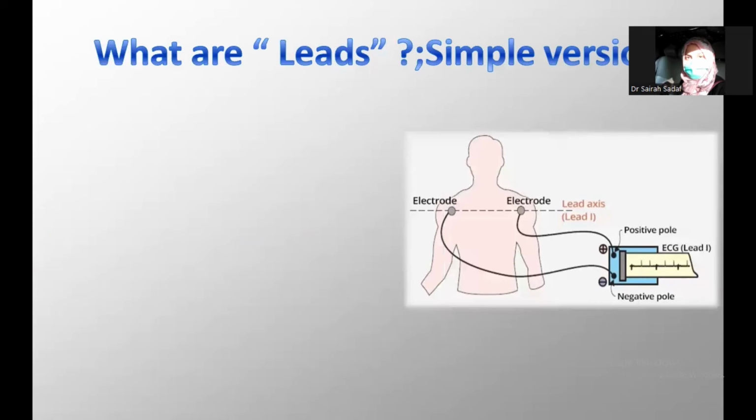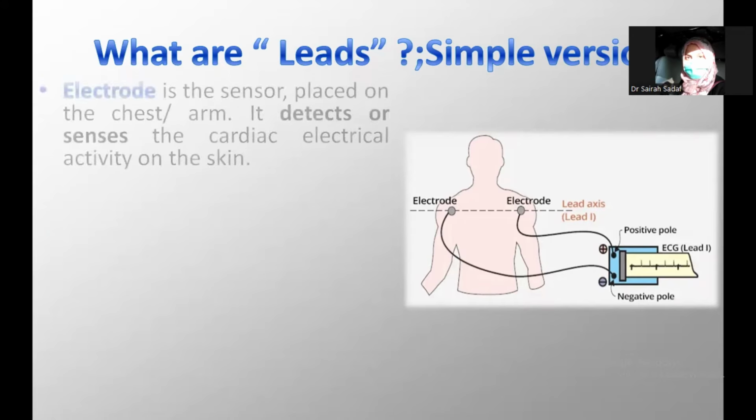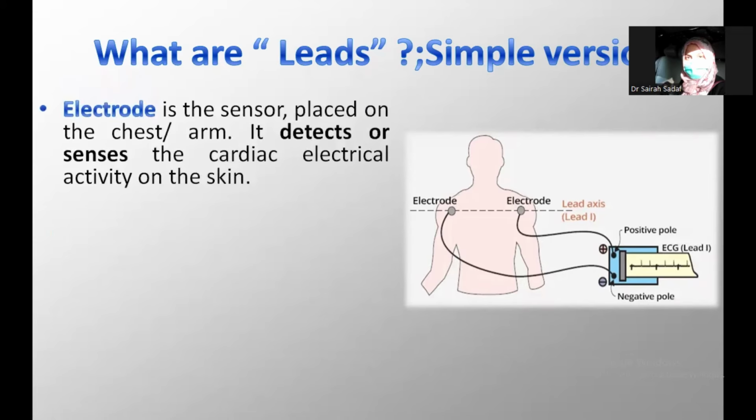Okay, now what are the leads? What is a lead? The simple definition first, and then we will go to a more difficult one. Usually people mix up the leads and electrodes. First of all, an electrode, as I have already mentioned, is a sensor placed on the chest or arm, and it detects or senses the cardiac electrical activity on the skin, right?